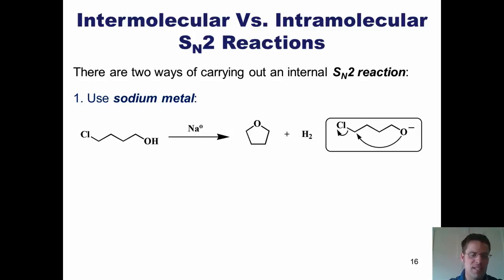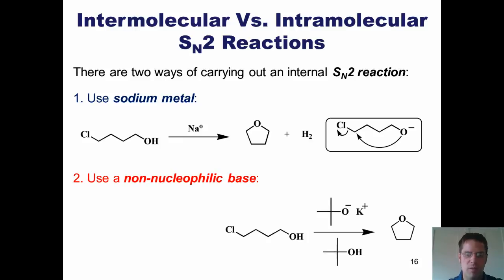Second way of running this is if I treat the same molecule with a big, powerful base. This is a common base used, potassium tert-butoxide. This negative charge deprotonates this hydrogen, giving me a negative charge on my oxygen. And then this oxygen will close in on this carbon, kicking off the chloride in the exact same fashion shown up here to give me my 5-membered ring that contains an oxygen in the middle of it.